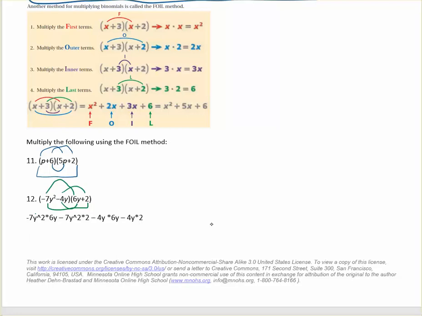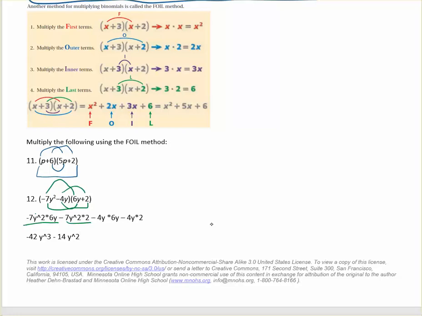All right, now we're going to simplify each part. So the first part to simplify is this set of multiplications. Negative 7y squared times 6y. You multiply the coefficients together. That's the numbers in front. That's negative 42. And then y squared times y is y to the third power. All right. Now we're going to simplify the second multiplication. Negative 7y squared times 2. Negative 7 times 2 is negative 14. And then we just have the y squared. There's no other variable to combine this with, so we just write the y squared there.